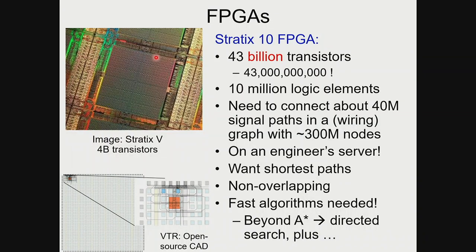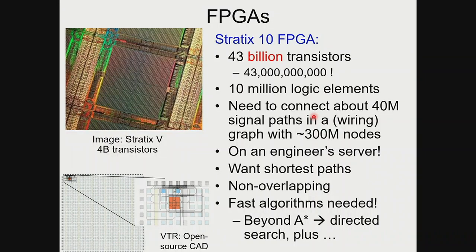So in FPGA design, my PhD supervisor's main domain is FPGAs, and in the research group we worked on a lot of these kinds of problems. If you remember, in 241 you used Quartus, which basically tries to program the FPGA. And one of the algorithms that Quartus does is to route your design, okay? In a typical FPGA like this Stratix 10, there are usually around 43 billion transistors. These constitute around 10 million logic elements, and we need to connect about 40 million signal paths in a wiring graph. And the graph size is around 300 million nodes.